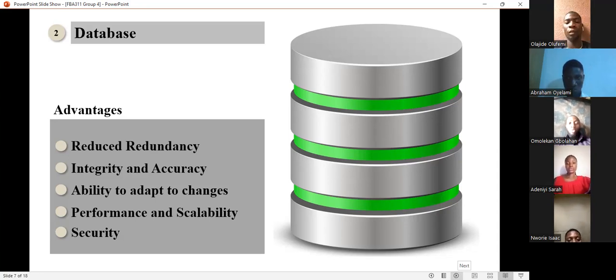it reduces redundancy in the sense that there is no bottleneck or cumbersome nature as to the results or outcome of the database. Then we move down to the integrity. Integrity and accuracy. It speeds up accuracy. The database also has the ability to manage, and it is the talk of the town. Database has come to stay in the digital space, so it has the ability to adapt to change.